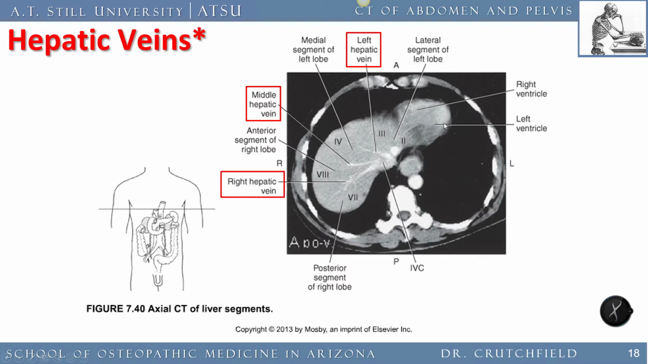Of course, we're up high enough to see the ventricles of the heart itself, and it's pointing out to us the different segments, segment 2, 3, 4, and then 7 and 8. But again, don't memorize these segments, but I would like you to recognize that we're up high enough here to see the inferior vena cava and those tributaries draining into the vena cava.